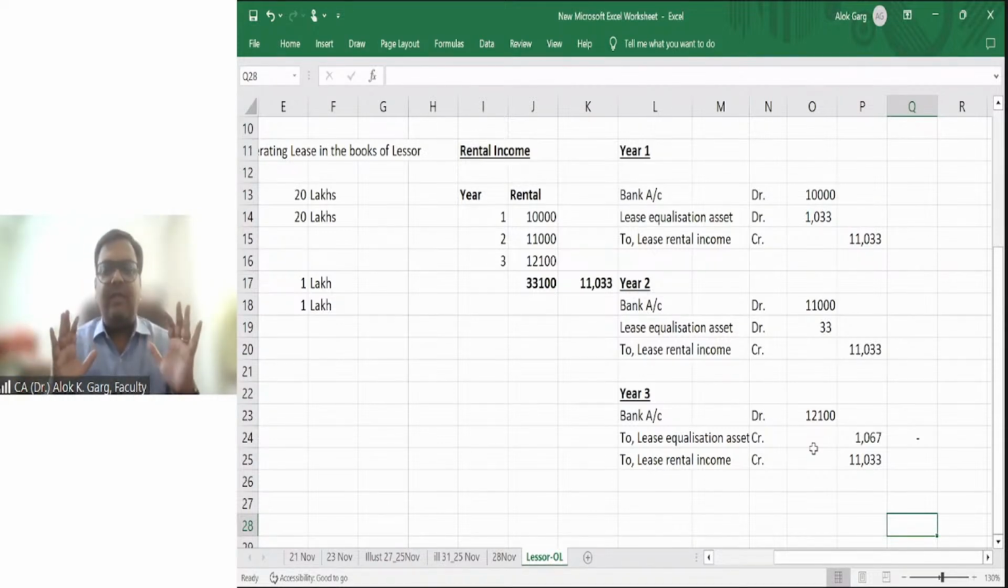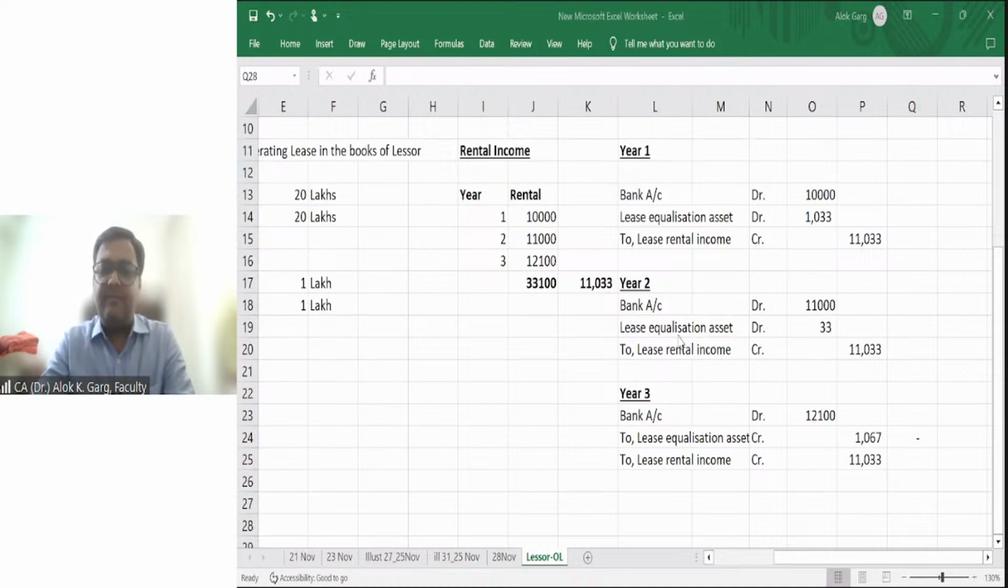Very simple accounting. In case of lessor accounting, if the classification is an operating lease, then whatever lease rentals are there, have to be straight lined. So every year there is a mismatch between the amount which is received and the amount which is accrued as income. The differential will go to the lease equalization asset, or lease equalization liability, whatever.